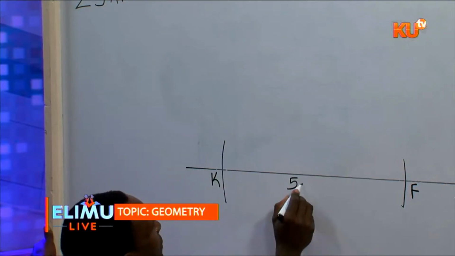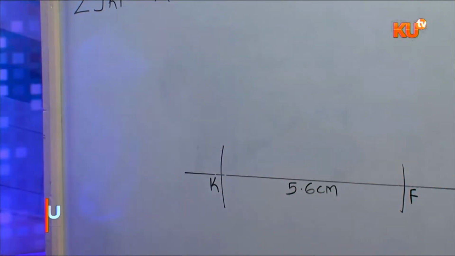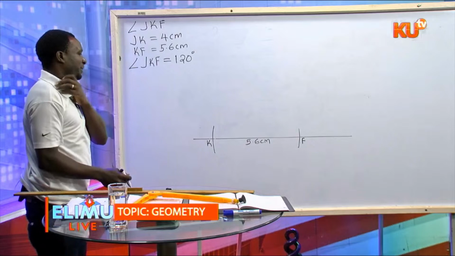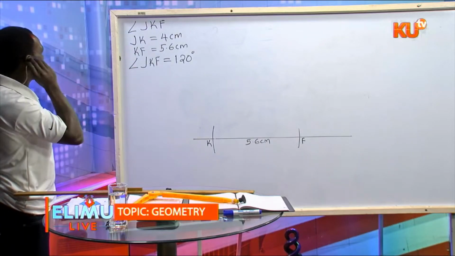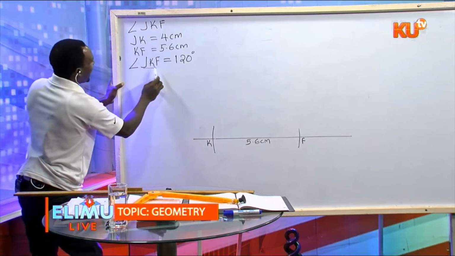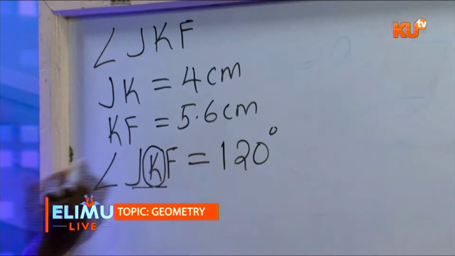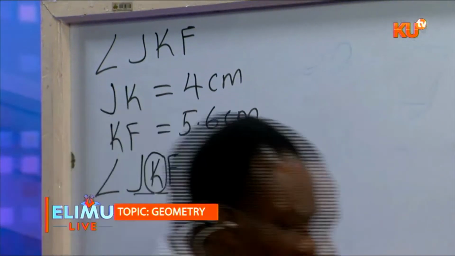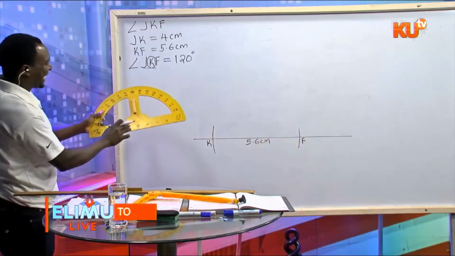This is 5.6 centimeters. After you have done with that, come and look at the angle. They have given you an angle here, which is JKF. We usually look at the center one. This is where we use or we place our protractor.